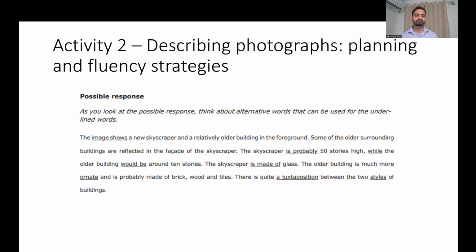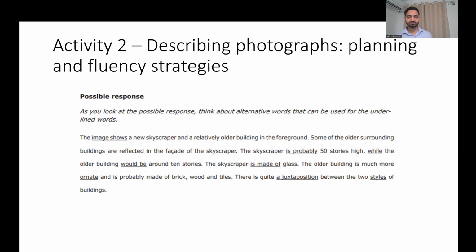So let's look at the possible response for this image. The image shows a skyscraper and a relatively older building in the foreground. Some of the older surrounding buildings are reflected in the facade of the skyscraper. The skyscraper is probably 50 stories high, while the older building would be around 10 stories. The skyscraper is made of glass. The older building is much more ornate and is probably made of brick, wood, and tiles. There is quite a juxtaposition between the two styles of building.